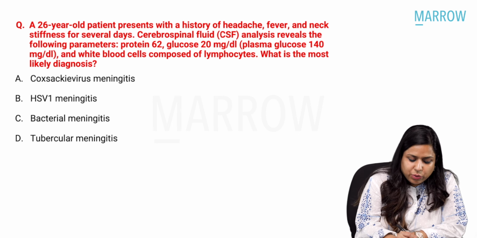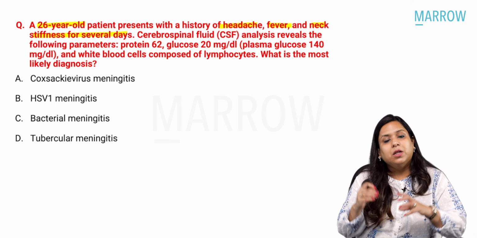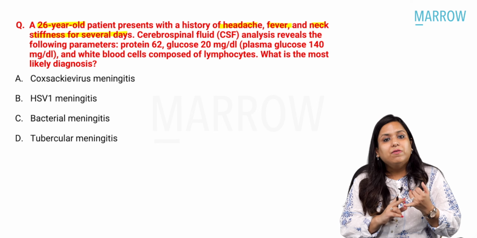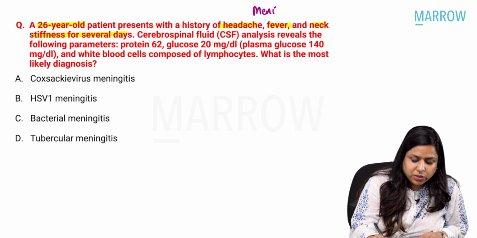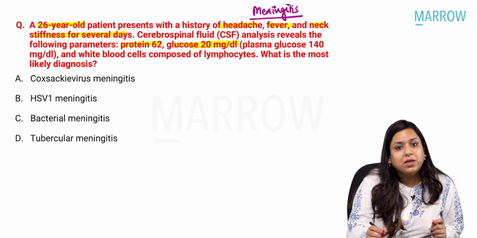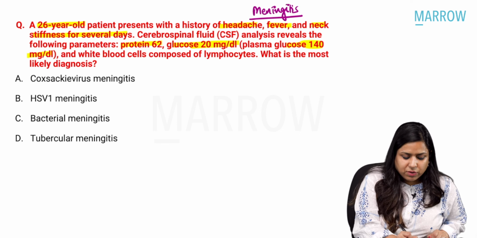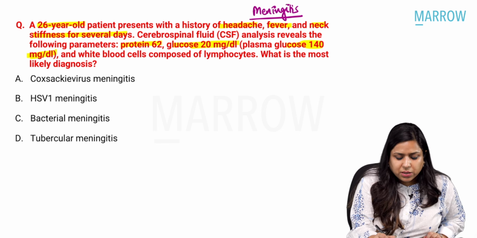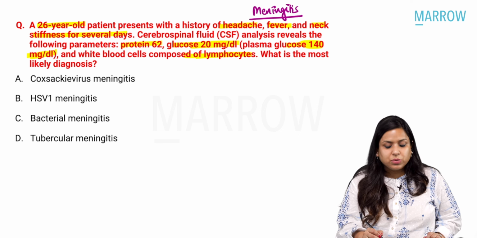A 26-year-old patient presents with a history of headache, fever and neck stiffness for several days. Now, if my patient had this history of fever, headache and neck stiffness, what do I think of? I usually think of a diagnosis of meningitis. CSF analysis reveals the following parameters. CSF protein is 62, glucose is 20 milligram per deciliter. They have given you the normal plasma glucose, normal glucose level is also 140, and white blood cell is composed of lymphocytes. What is the most likely diagnosis? Tell me people, what is the most likely diagnosis?